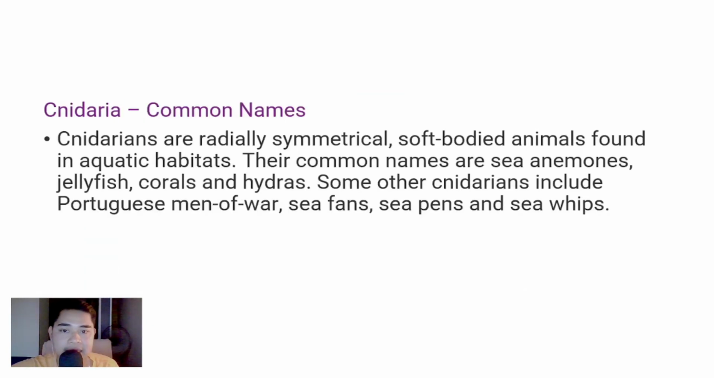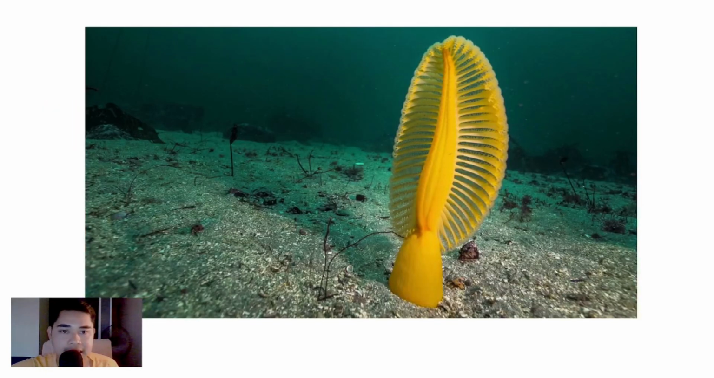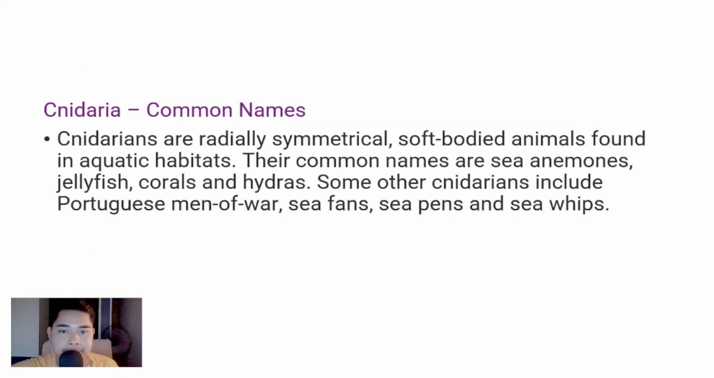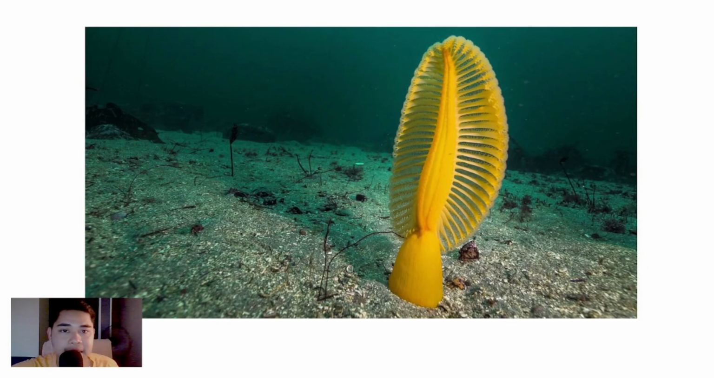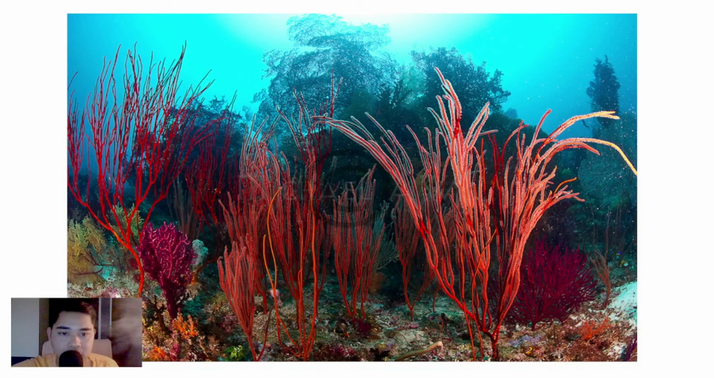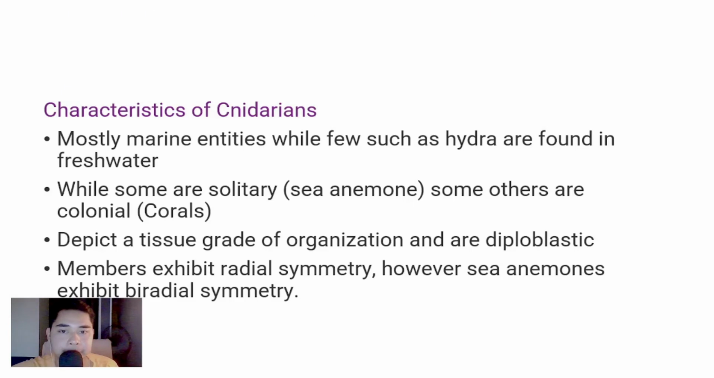So this one is a sea fan. I'm sorry, this is a sea pen, an example of a sea pen. They are also attached on the seabed, and they look like sticks sprouting from the ground. So that's why they are called sea pens. And these are the sea whips. From the name itself, whips, they look like whips under the water. So those are a few examples of creatures under phylum Cnidaria.